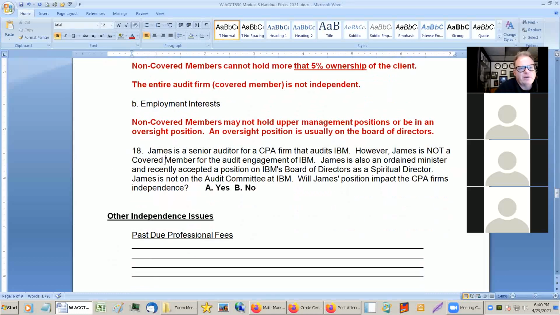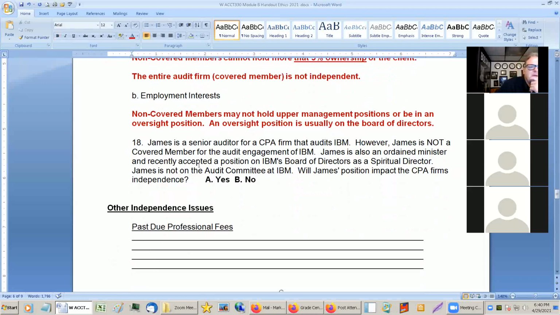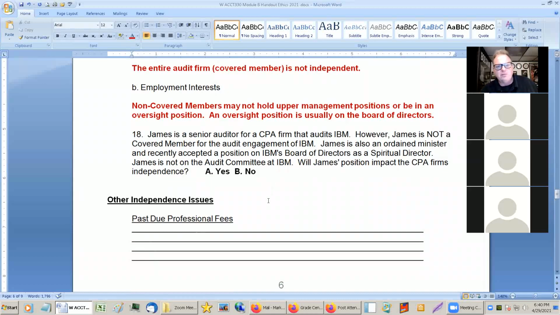James is a senior auditor for a CPA firm that audits IBM. However, James is not a covered member for the audit engagement of IBM. James is also an ordained minister and recently accepted a position on IBM's board of directors as a spiritual director. James is not on the audit committee at IBM. Will James' position impact the CPA firm's independence? What do you think?